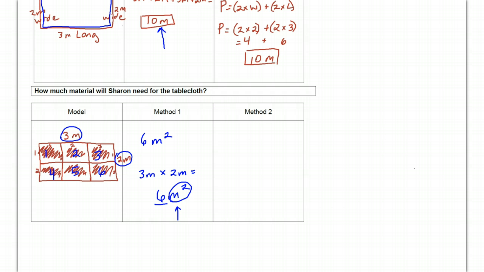Now the last method that you could use to solve for area is to use the formula. I'm going to switch back to red. And so area is equal to length times width. Again, find your length, find your width, that equals 6 meters squared.